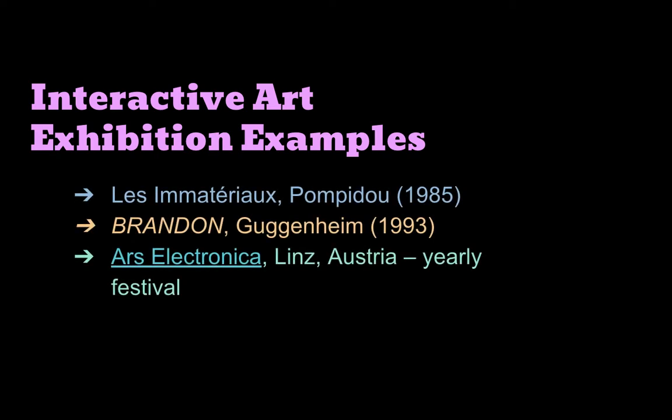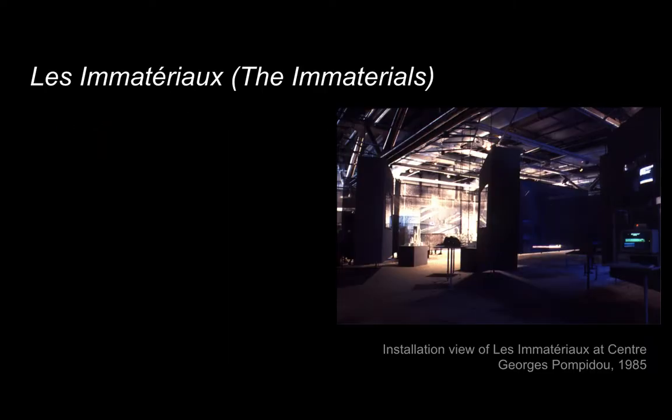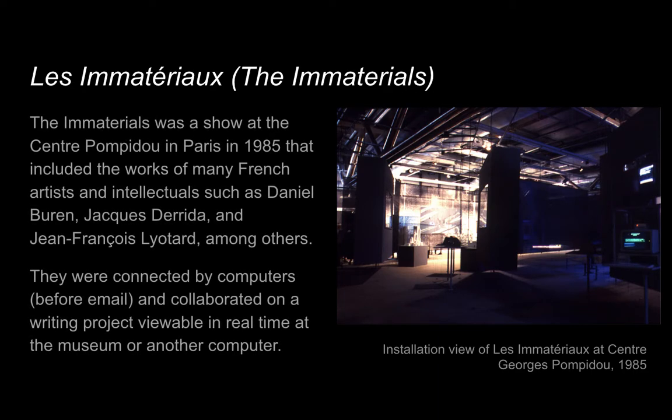In this presentation, we're going to look at art exhibitions that were online, 3 of which are listed on this page for your convenience. And we're going to begin with Les Immatériaux. Les Immatériaux was a show at the Pompidou in Paris in 1985, and it included works by many French artists and intellectuals, including Daniel Buren, Jacques Derrida, and Jean-François Lyotard, among others.